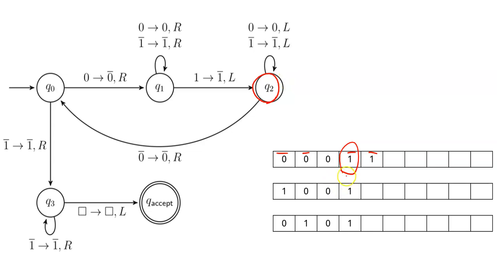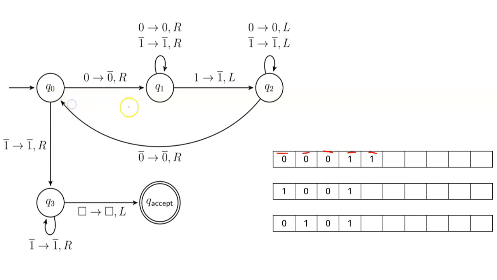Marked 1 stays marked 1, we move to the left, still in Q2. 0 stays 0, we move to the left, still in Q2. The marked 0 stays marked 0, we move to the right. We are now in state Q0. This is exhausting. 0 becomes a marked 0.